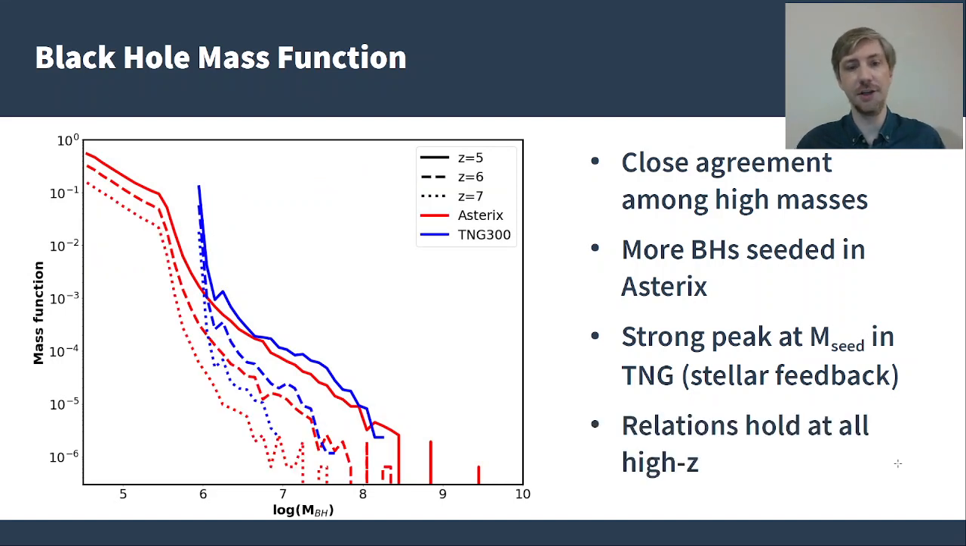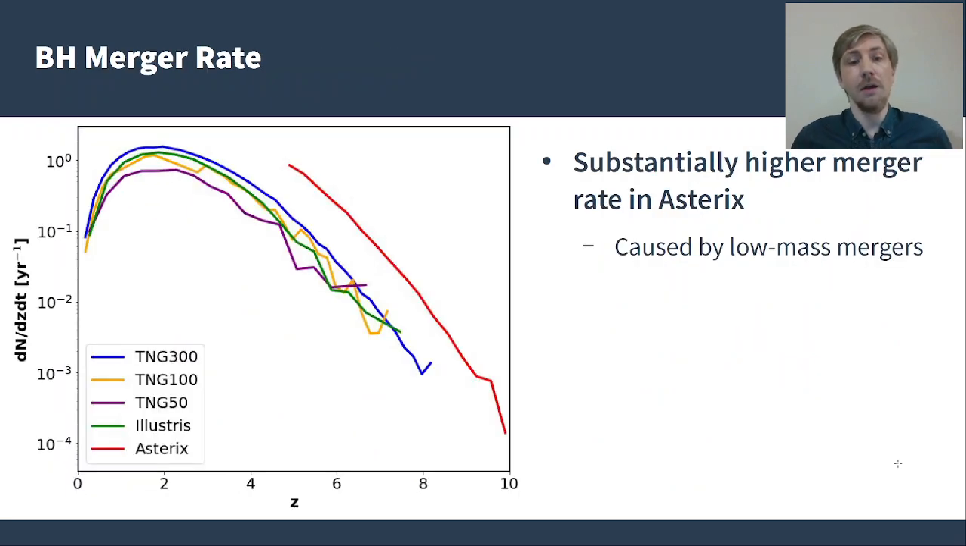And if we look at higher redshifts, here you've got redshift 6 and 7 plotted as well, and you can see that again, the two simulations have pretty good agreement. So, given those mass functions, we can also look at what the expected merger rates are. So here I've plotted the rate at which we would observe mergers from the Earth. And so you can see the Illustris and TNG simulations have pretty close agreement to each other, but the Asterix simulation in red has a dramatically higher, almost an order of magnitude higher merger rate.